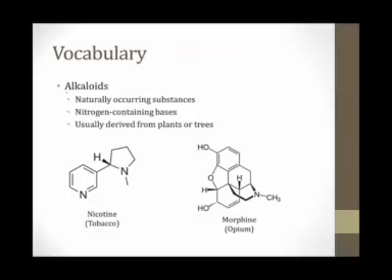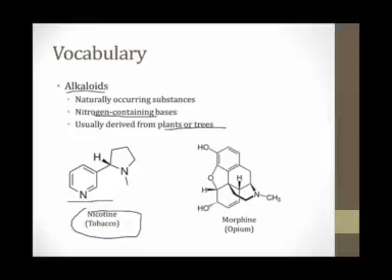First, a bit of vocabulary. Alkaloids are naturally occurring substances that are nitrogen-containing bases. They are usually found in nature and derived from plants or trees. And there are many examples of alkaloids which can exert effects on the human body. For example, nicotine is derived from the tobacco plant. It is a nitrogen-containing base. It is an example of an alkaloid. Morphine is also a nitrogen-containing base. It comes from the opium plant, and it is another example of an alkaloid.